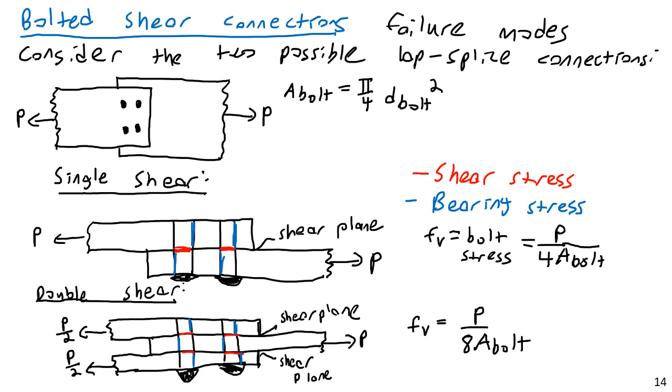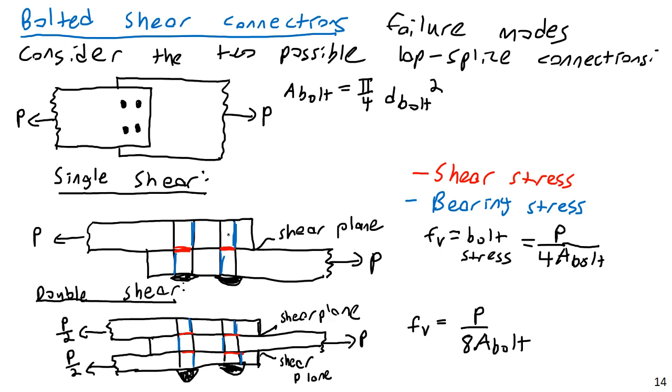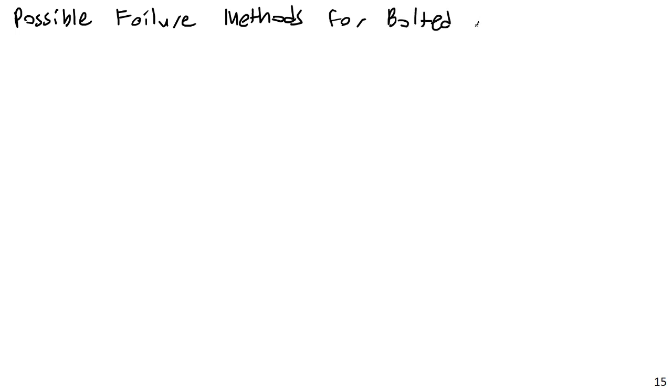Okay, so let's move on to talking about failure modes. How can a bolted connection fail? Backing up, we saw that here, the bolts go into shear and the plates go into bearing. These could be actual A36 plates or something like that, or they could be the web or flanges of a W section, an angle, C channel, whatever you may have. But for a bolted connection, there are many different possible failure methods.